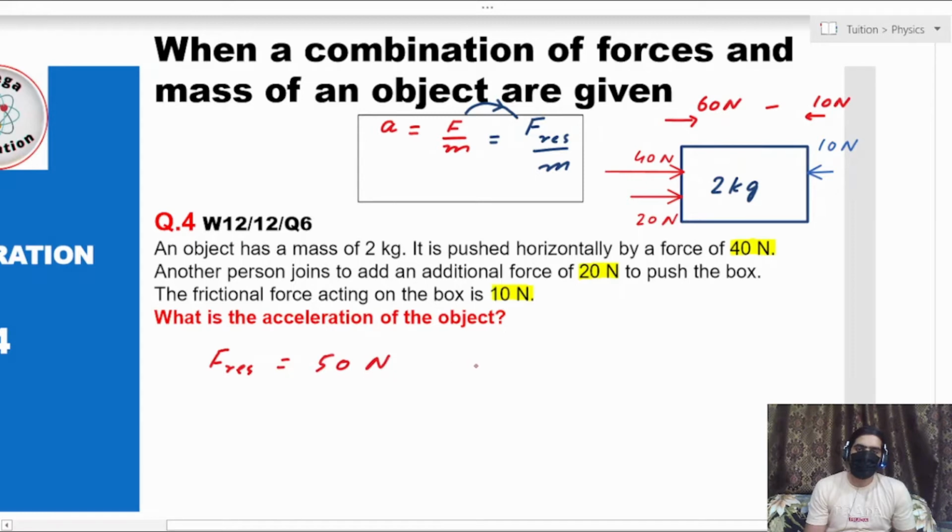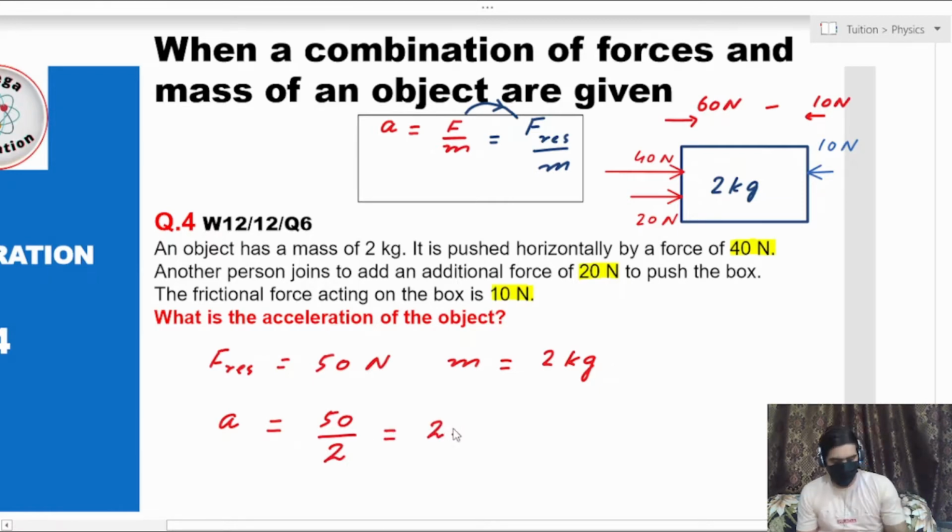And the mass of the box is given in the very first line, 2 kilograms. Then you need to find acceleration. You can apply the formula resultant force, which is 50, over mass, which was 2. The answer would be 25 meter per second square.